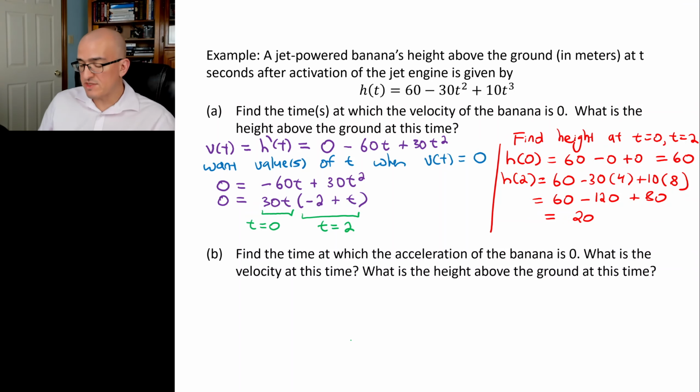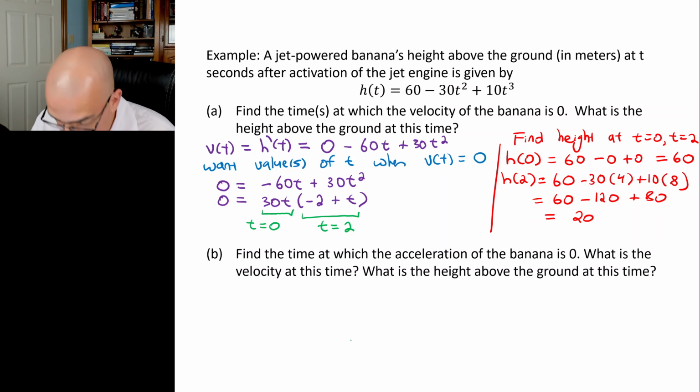So the height at time t equals 0 is 60. The height at time t equals 2 is 20. And at both of those heights, the velocity is 0. Find the time at which the acceleration of the banana is 0. And it asks what is the velocity at that time and what is the height above the ground at that time. So let's find the acceleration.